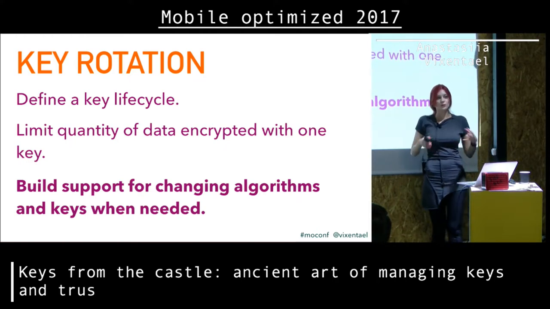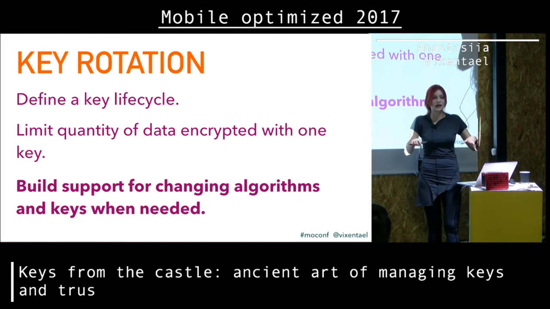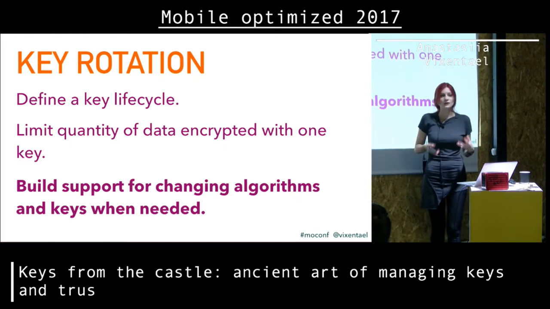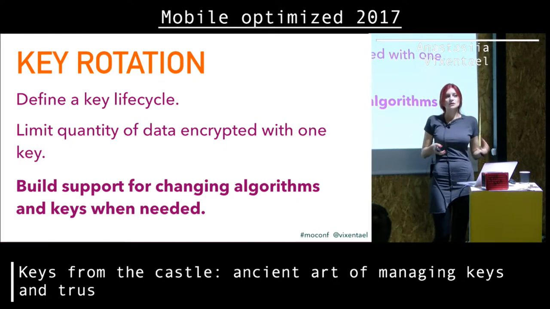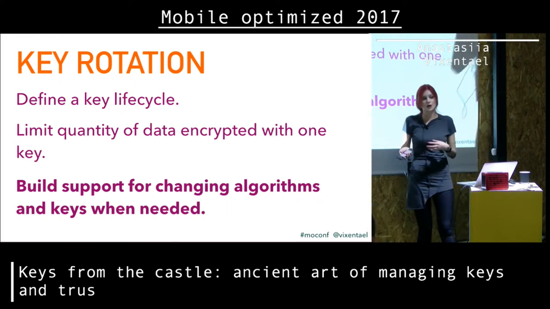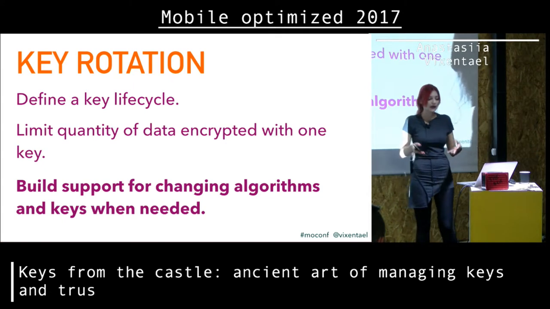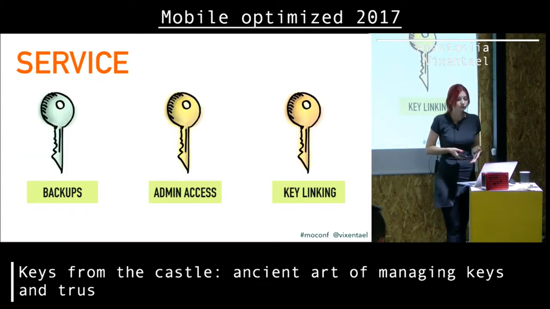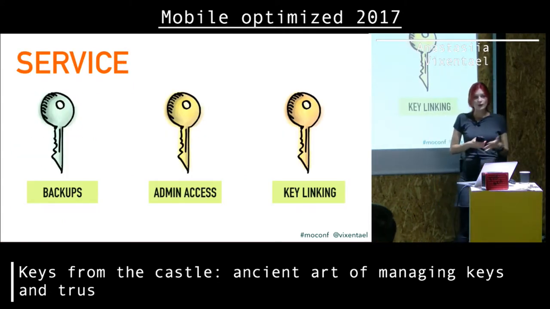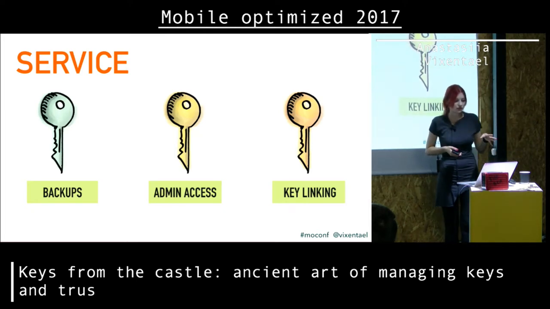change key from day zero of building your system. Because sometimes it may happen that a new vulnerability in your algorithm is found, and you just need to change the keys or change the algorithm, and you need to make a mechanism for that. Now, when we are mostly done with theoretical things, there are practical considerations.